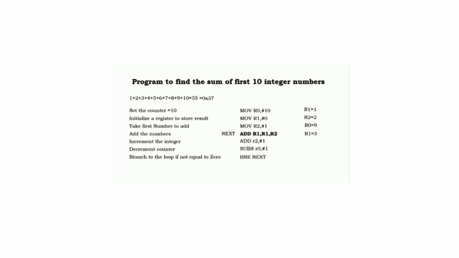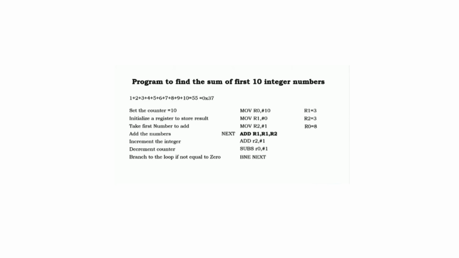Next we will subtract the counter, that is, we will decrement the counter. Previously we had 9, now it will be 8. Next, again we will check this counter value, whether it is equal to 0 or not. If it is not 0, because now it is 8, it is not equal to 0, so it will go back to the add instruction. So we will add this value again and again.